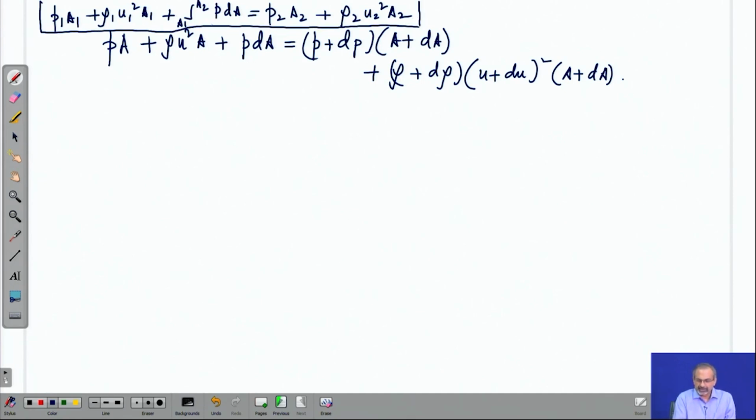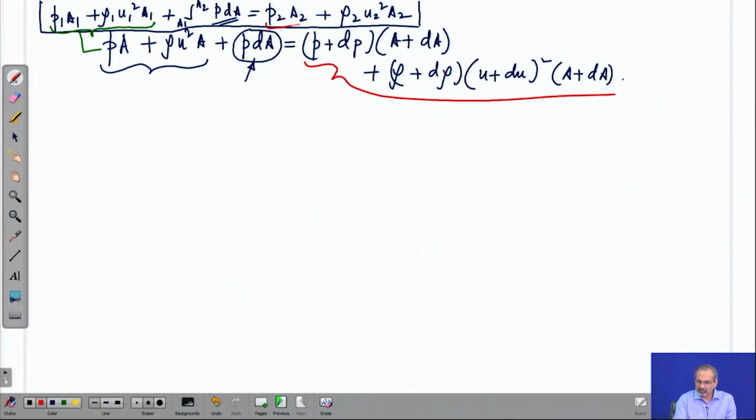Notice that the integral P dA term here becomes much simplified. It is just P times dA, and it is the pressure times that change in area which is working out for the differential control volume. Other terms of course are easy to understand. For example, this term corresponds to this summation, while these two terms correspond to these two terms here. Okay. So, once we are done with that, let us try to simplify.